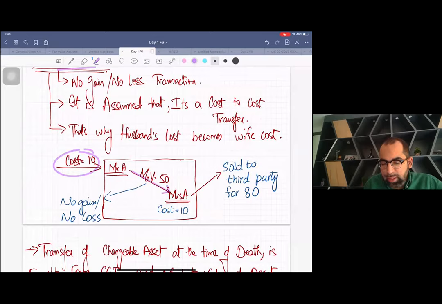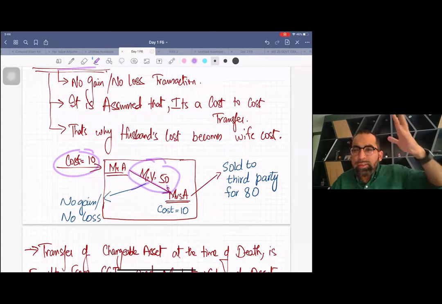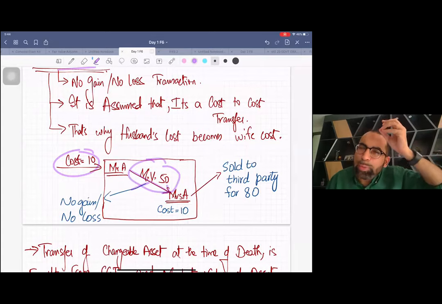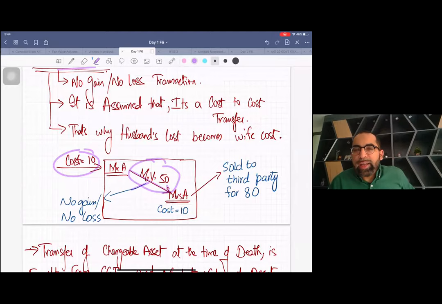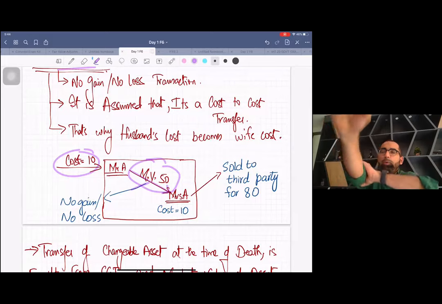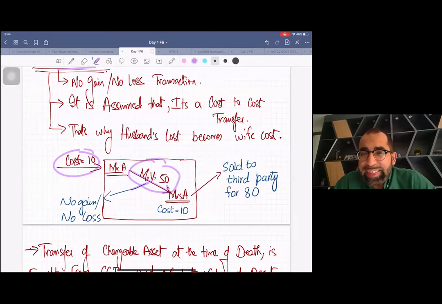Now, this transaction is no gain, no loss. Whether Mr. A sold to wife or gave it free to wife, it's purely a no gain, no loss transaction. And how does it become no gain, no loss? Listen, no gain, no loss means gain or loss is zero, right?